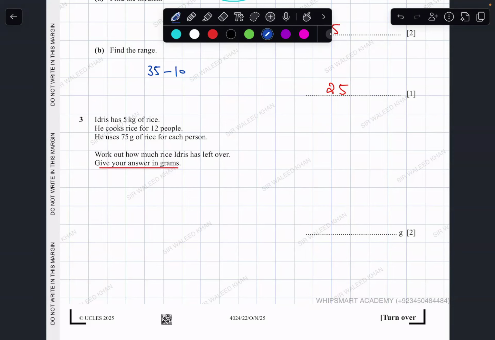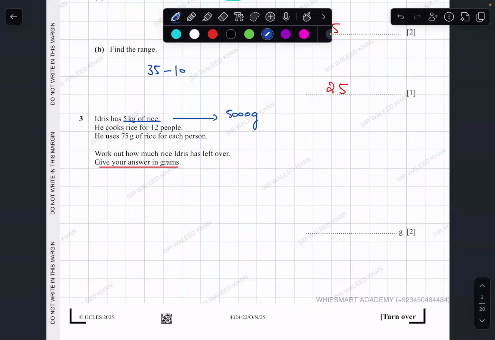So let's convert the kgs into grams first. 5 kgs of rice, that means I can convert it into 5,000 grams. Okay. He uses 75 grams of rice for each person. So for each person, he is using 75 grams of rice per person. And how many people were there? There were 12 people. So if one person, it's 75 grams. For 12 people, it should be 75 times 12. We have 900 grams. So he is using 900 grams.